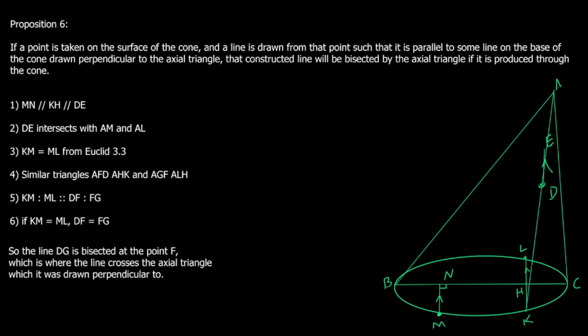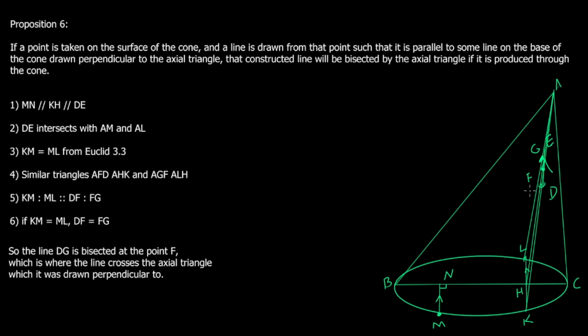Now let's join AH and AL. We now have a triangle ALK, and we know that the line DE is in the plane ALK because LK is parallel to DE. So if we produce DE in this direction, it will intersect with AL at some point. Let's label that point G. It will also intersect with AH at some point for the same reason. We'll label this point F.